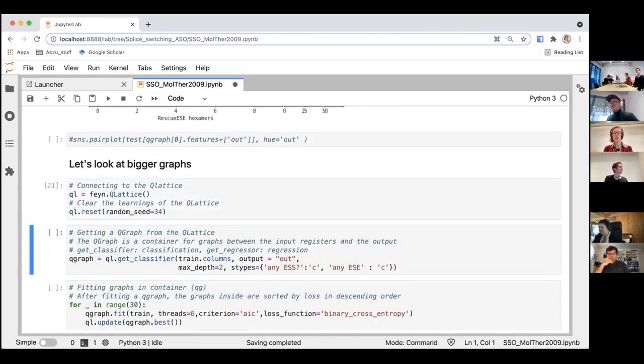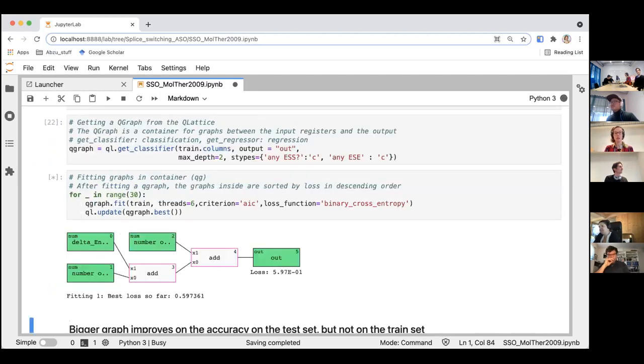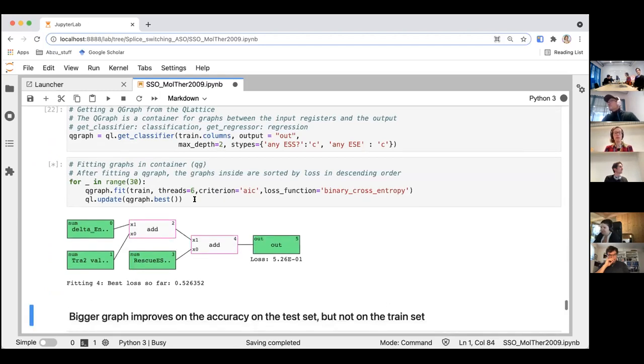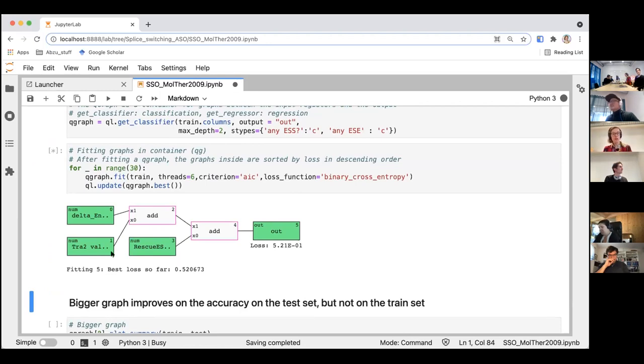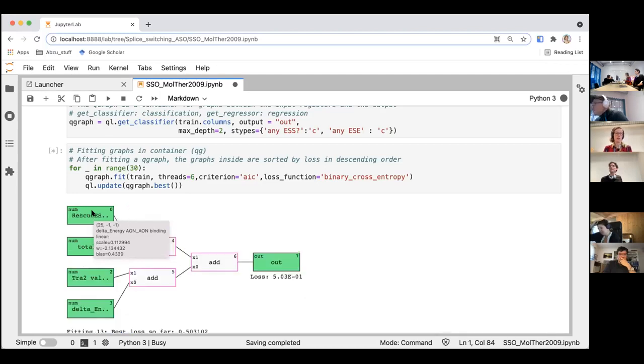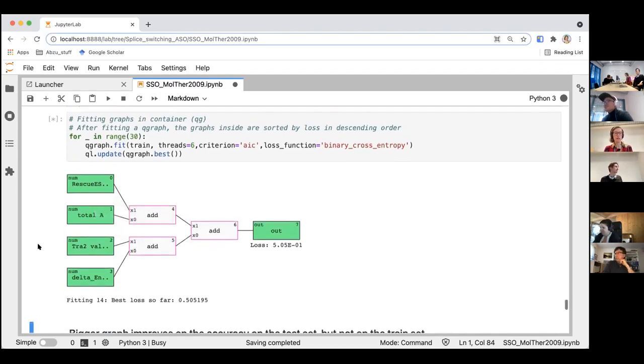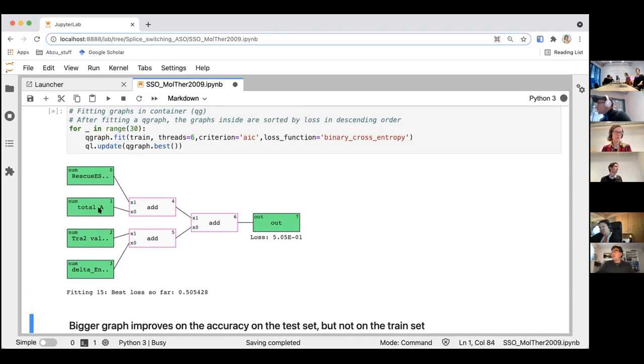Then let's try and see if we could go even higher. What I'm doing now is allowing the QGraph to search for even deeper graphs. So now you can see that it allows a depth of 2. And we see that it still pins down the TRA2 value and the rescue ESE as before. But now it also has the binding energy between the splice switching oligonucleotides. And now it also included the total number of A nucleotides.